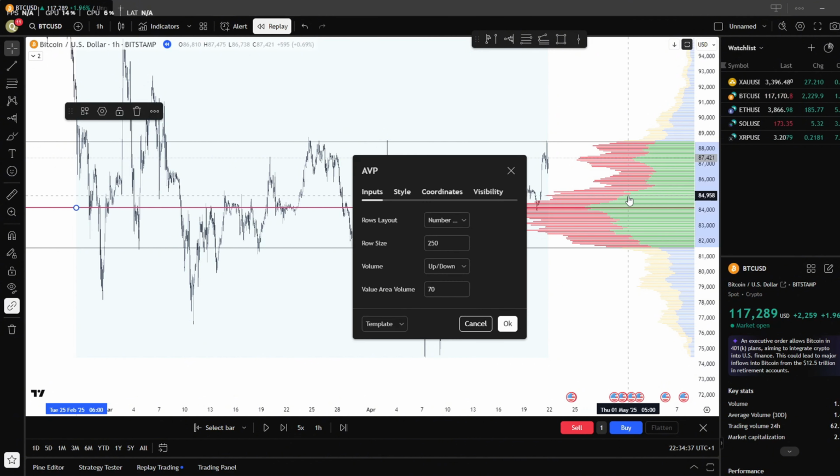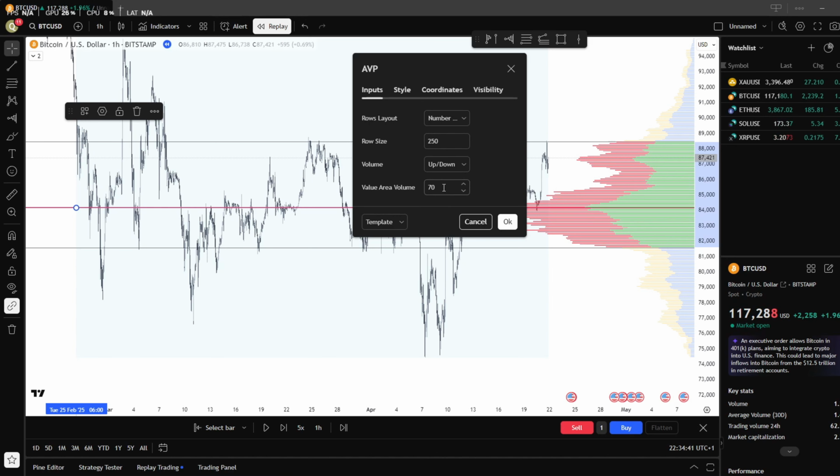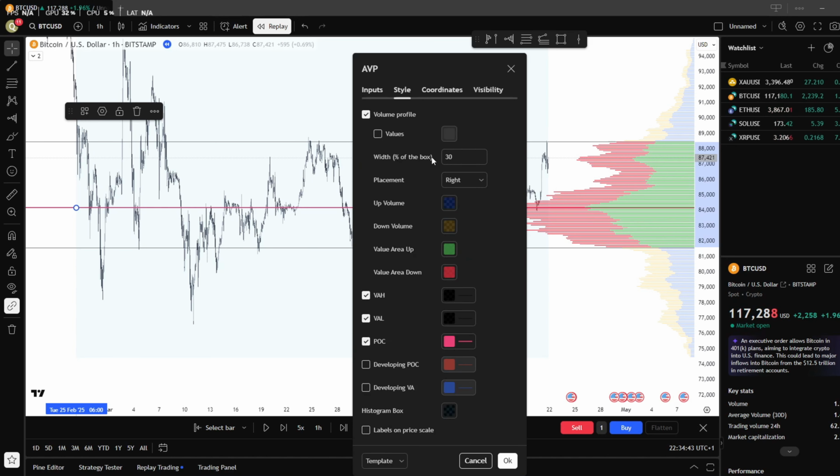Obviously the settings I use here: 250 rows, 70% volume. The alt volume we do blue and yellow, and the main volume green and red. POC light pink, just so it changes out from any red lines that I draw, and the value area highs and lows I just drew in there.